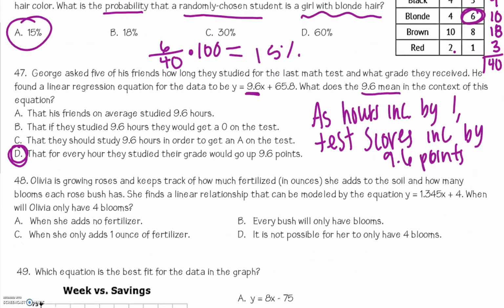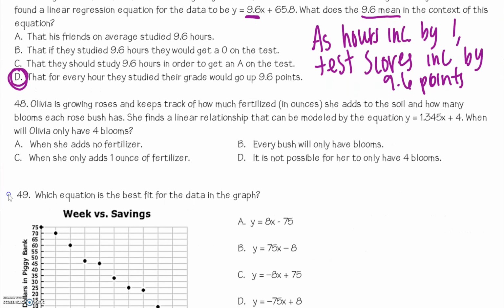All right, so we are picking back up at number 48. Olivia is growing roses and keeps track of how much fertilizer in ounces she adds to the soil and how many blooms each rose bush has. She finds a linear relationship that can be modeled by the equation y equals 1.345x plus 4. When will Olivia have only 4 blooms?